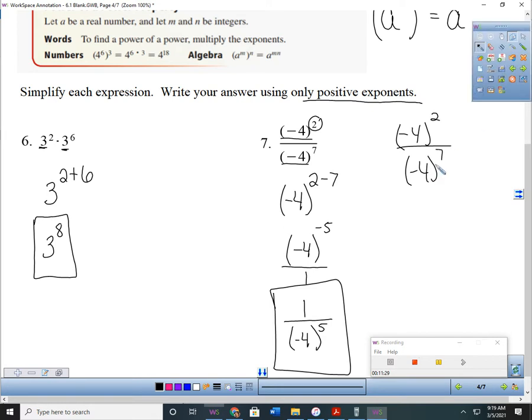So you could take 2 away from both, right? That leaves you with 1 on top and 5 on the bottom. Does everybody follow me here?